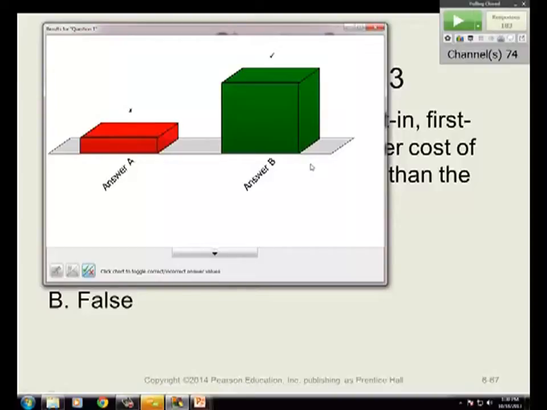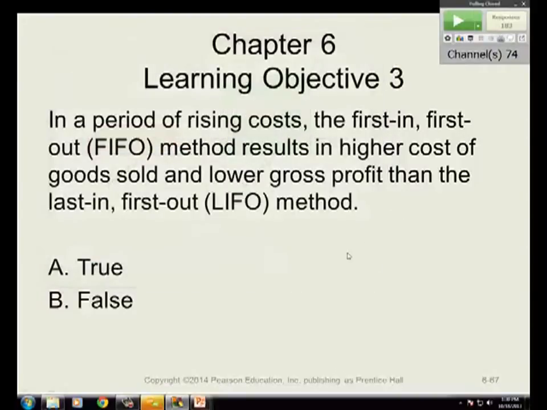Now, this is a perfect example of what I was saying before. If you don't read the question, you answer it the wrong way. You give me cost of goods sold when I want ending inventory. You give me ending inventory when I want cost of goods sold. So just make sure you read those correctly. Okay, let's do one more, and then we'll move ahead.